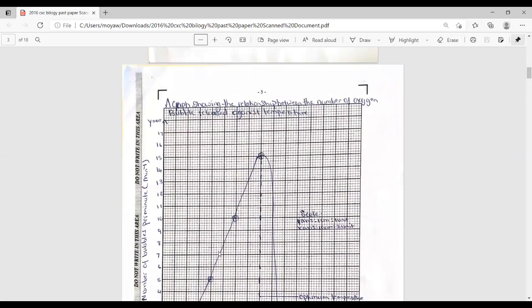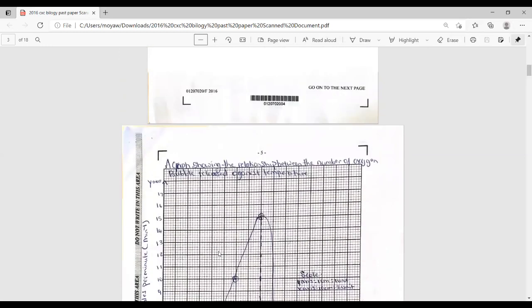And also remember to give your graph a title. So I have a graph showing the relationship between the number of oxygen bubbles released against temperature. And that should be good enough.